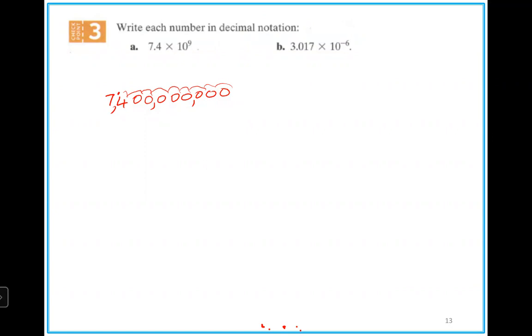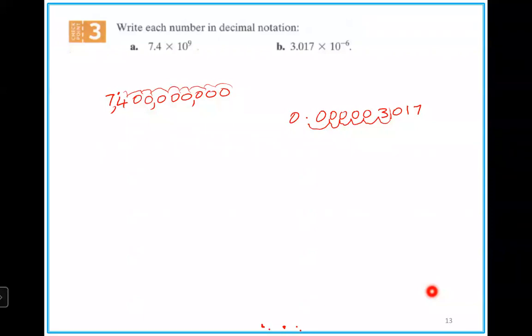Okay, I have 0 point and 5 zeros, 3017. Okay, thank you. So the point was right here, and we're gonna move 1, 2, 3, 4, 5, 6. Okay, yeah, that's correct. All right. So it's 0.00003017. Move the point 6 places to the left.